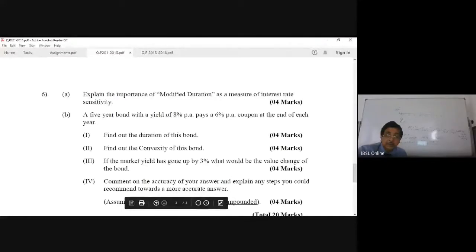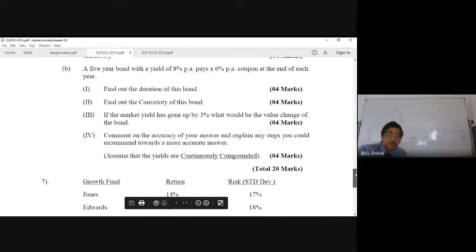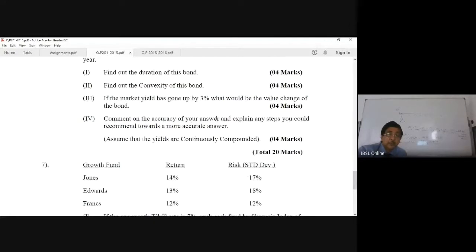Now, another thing I want to stress is that in most of these modified duration calculations, we have to go with the assumption that yields are continuously compounded. You know what is meant by continuously compounded. So you are not in a position to calculate 1 plus 0.06 to the power 4, something like that. That is normal compounding. It is not continuous compounding. But here, we all will have to follow the continuously compounded yields.